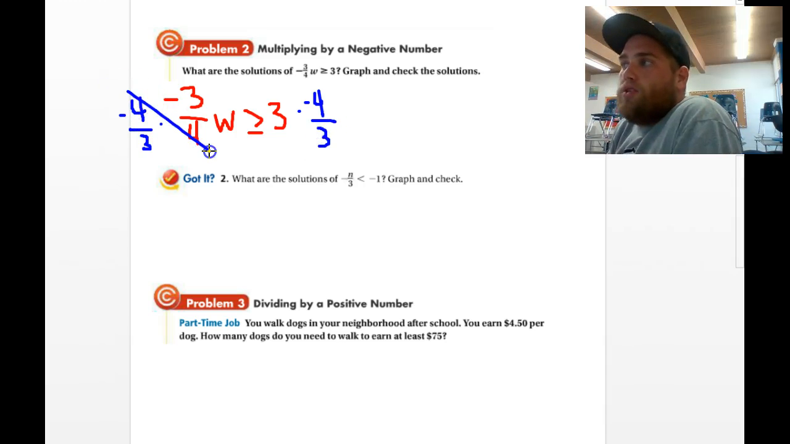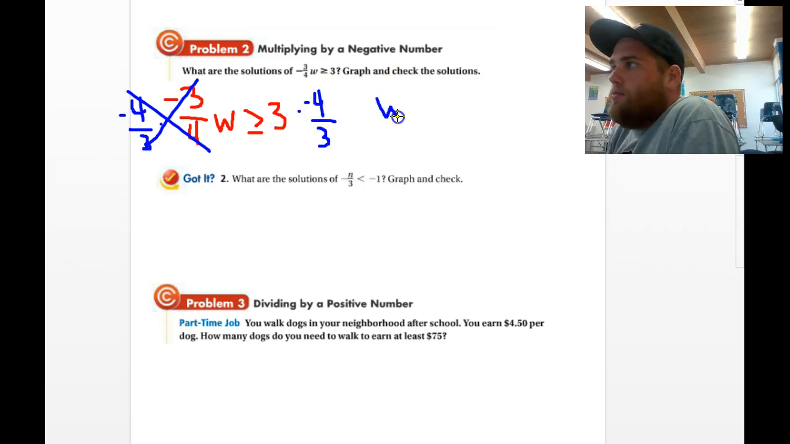My 4's cancel, my 3's cancel. A negative times a negative is a positive, so I just have w. I have 3 times -4, which is -12 over 3.